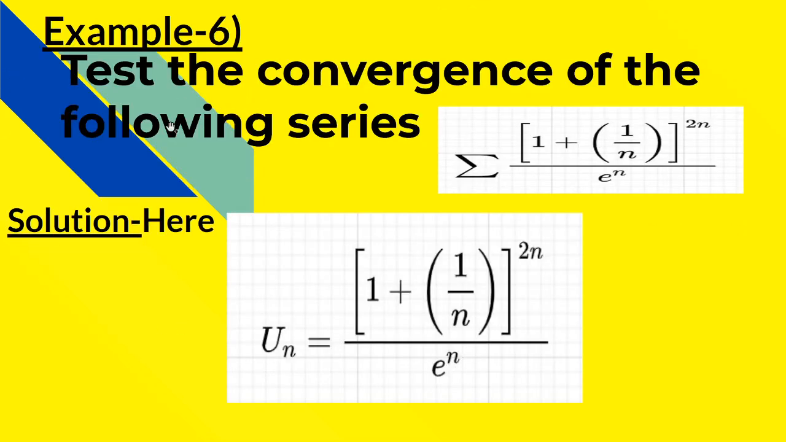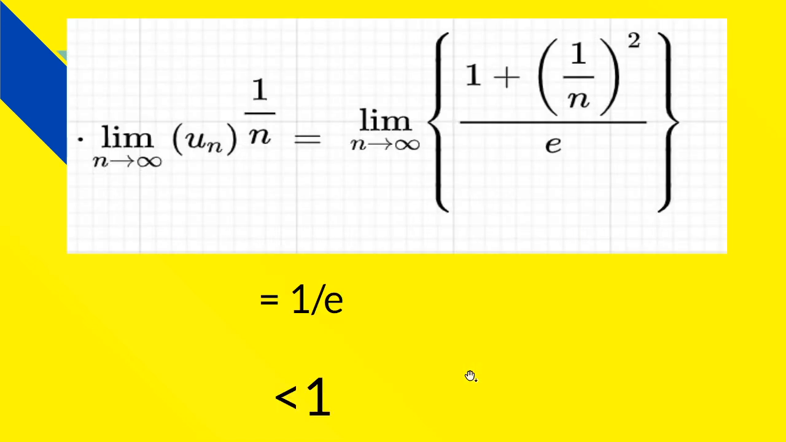See the sixth example. Test the convergence of the series summation (1 plus 1 upon n) raised to 2n upon e raised to n. Here un is equal to (1 plus 1 upon n) raised to 2n upon e raised to n. Consider limit n tends to infinity un raised to 1 upon n, which is equal to limit n tends to infinity (1 plus 1 upon n) squared upon e.